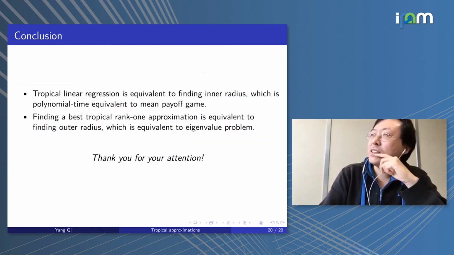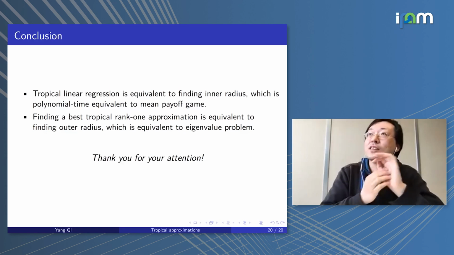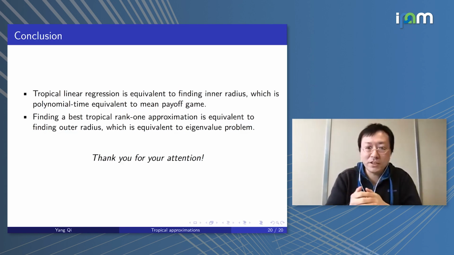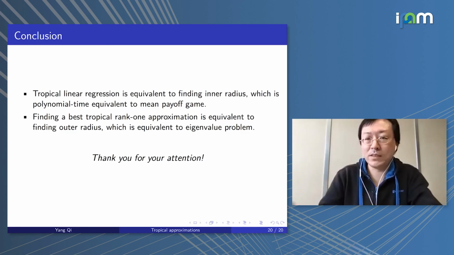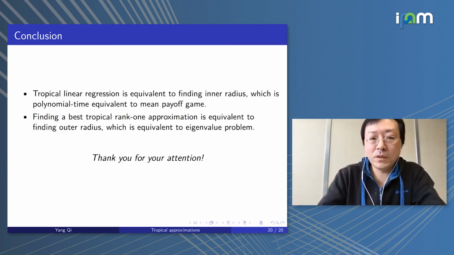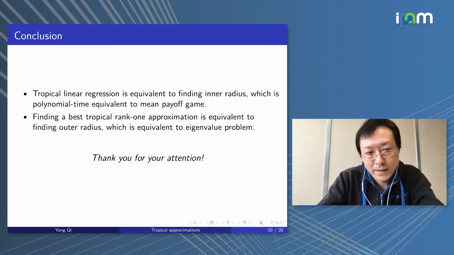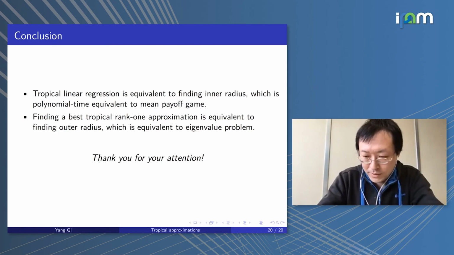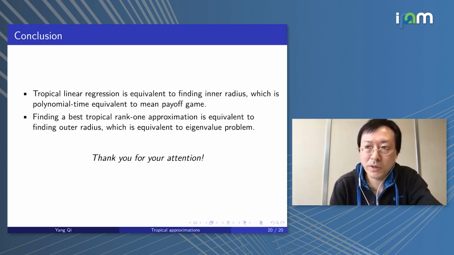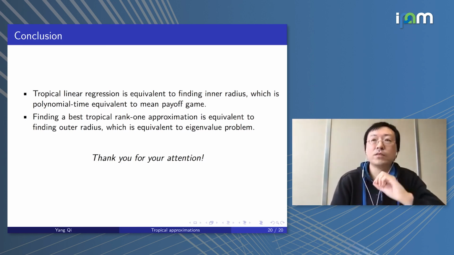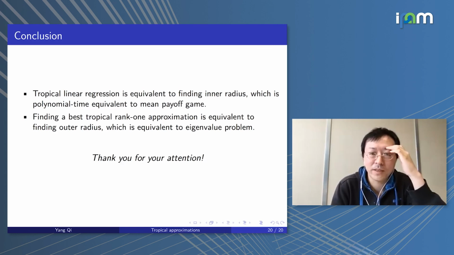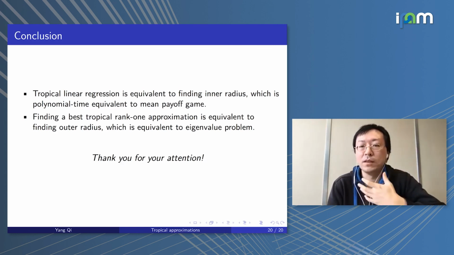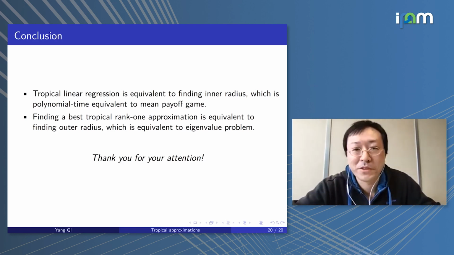Okay, so hopefully in this talk, we are convinced that tropical tensors arise naturally in applications, and maybe it will be interesting to do some data analysis for tropical tensors. In particular, the tropical linear regression problem is equivalent to finding some inner radius, which is polynomial time equivalent to some mean payoff game. And finding the best rank 1 approximation for a tropical matrix is equivalent to finding the outer radius of the tropical polytope spanned by the columns of the matrix, and this problem can be reduced to the eigenvalue problem. That's it. Thank you very much for your attention.